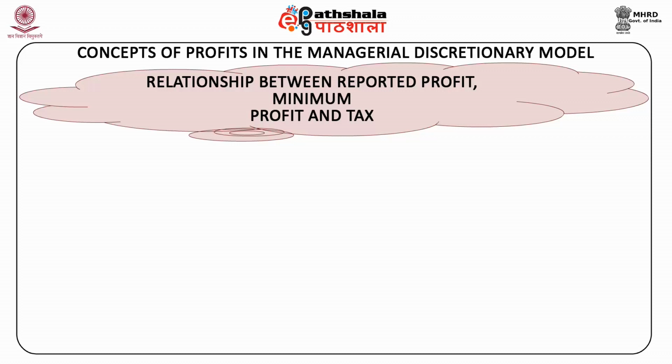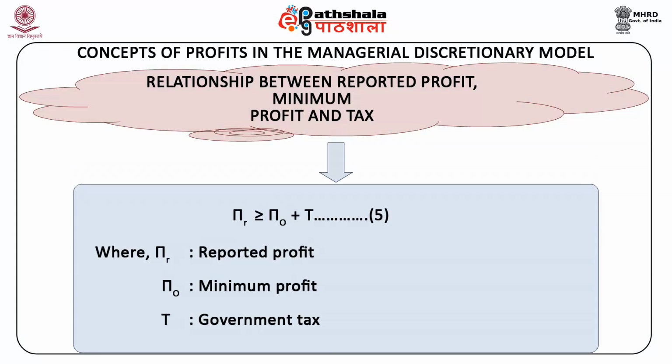Thus, in Williamson's model, the relationship between reported profit, minimum profit, and tax to be paid to the government can be written mathematically as pi r is greater than or equal to pi 0 plus T, where pi r is reported profit, pi 0 is minimum profit, and T is government tax.